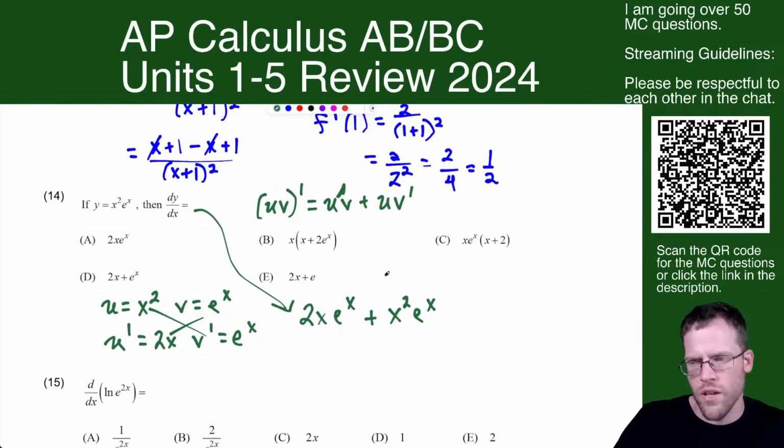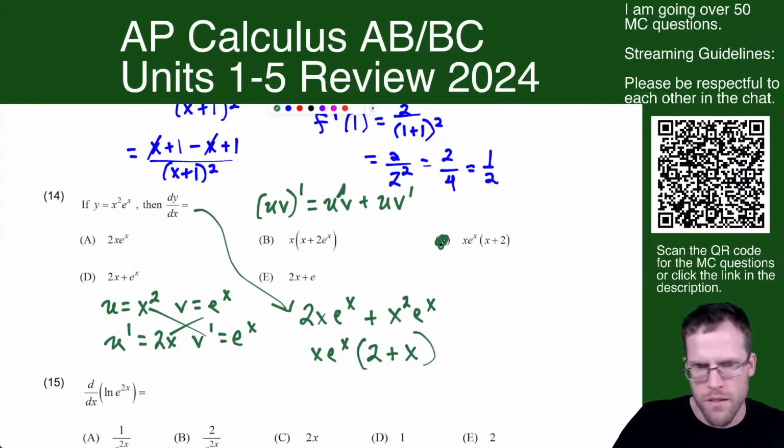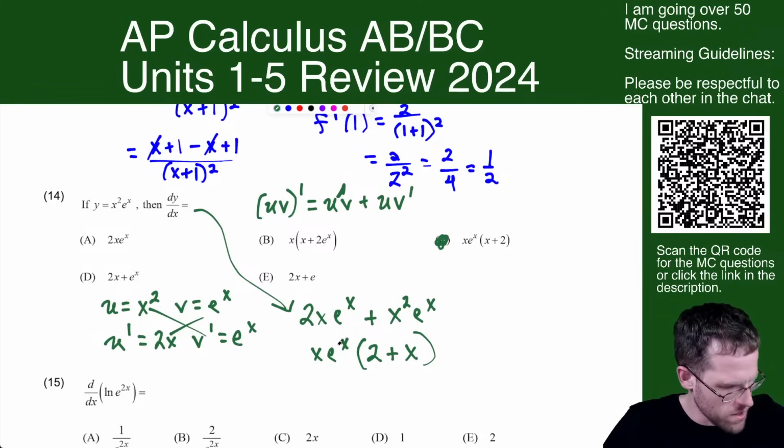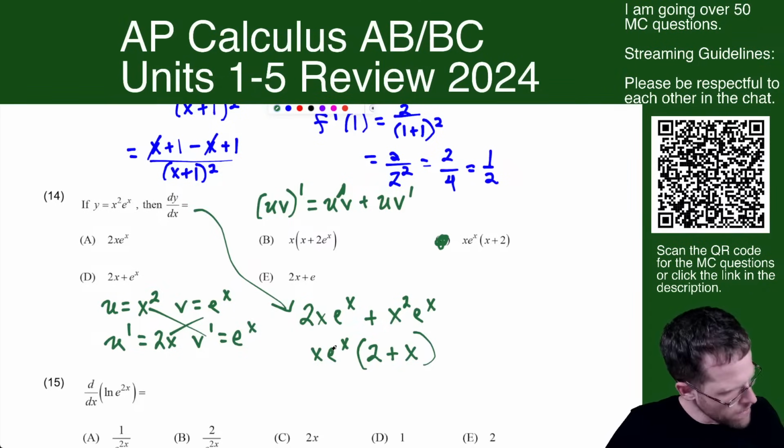And now this one, you're like, oh no, my answer's not there. And that's because they factor. So the greatest common factor is x e to the x. And if I divide this by x e to the x, I'm left with 2. If I divide this by x e to the x, I'm left with x. So commutative property, I just flip those, and it's going to be 14 is choice C. And I just want to double check that I'm, yep, choice C.